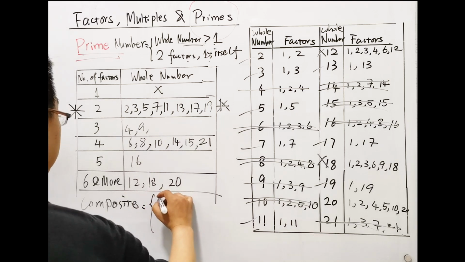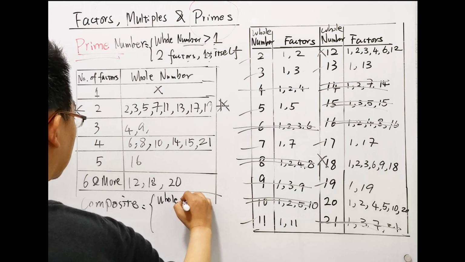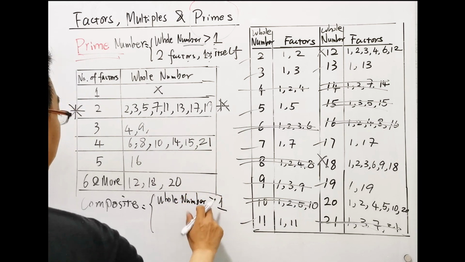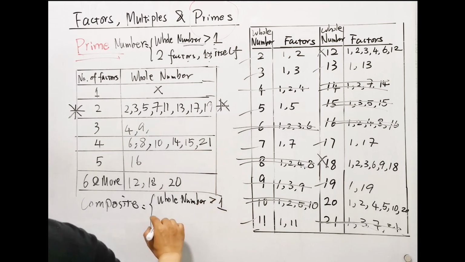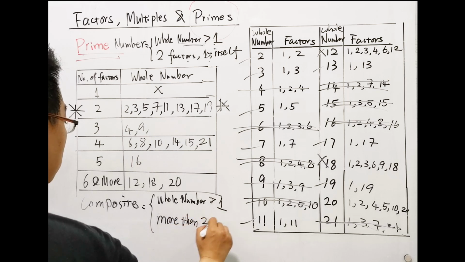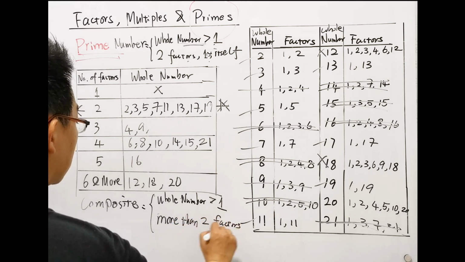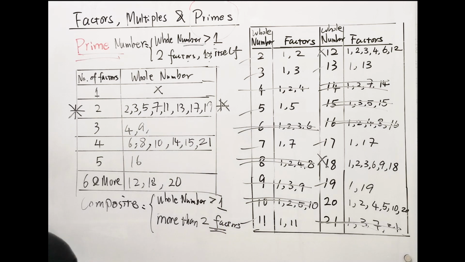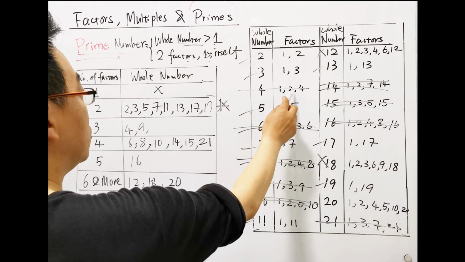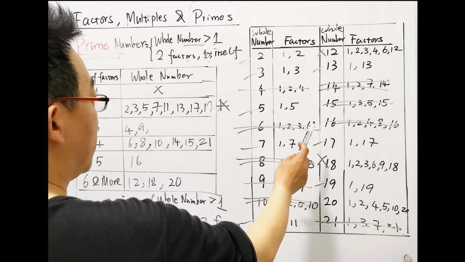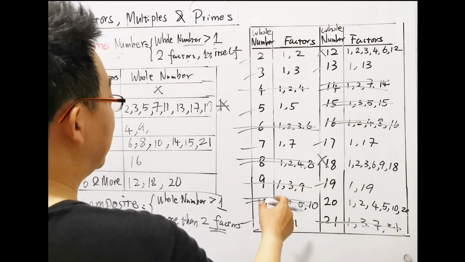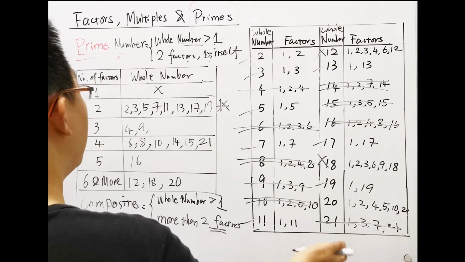So it's a whole number greater than 1. This is very important, right? It's more than 1 and they have more than two factors. So let's look here. What are those composite numbers? Let's look at 4. 4 has 1, 2, 4. And the other one is 9, which has 1, 3, 9. So they have more than two factors.